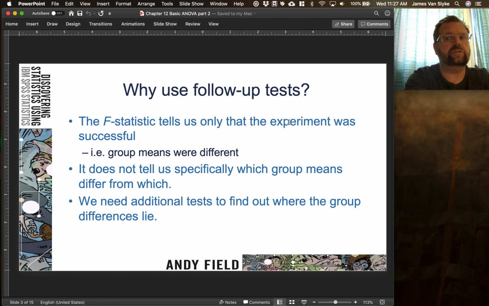And so what we often use to help us with that are what are called follow-up tests. Those follow-up tests allow more information about where the differences that the ANOVA or the F statistic have picked up on actually are. So the F-test does not tell us specifically which group means differ from which, and the follow-up tests allow us to find out where those group mean differences actually are.